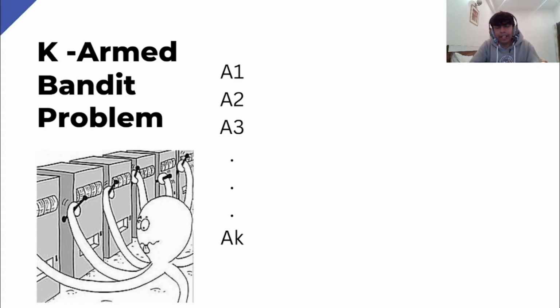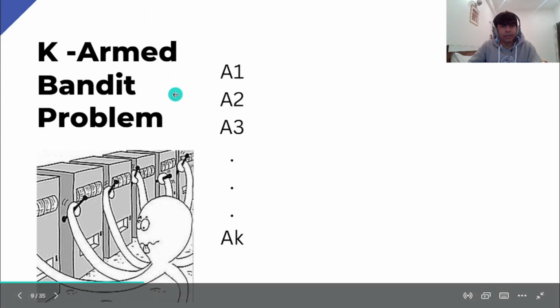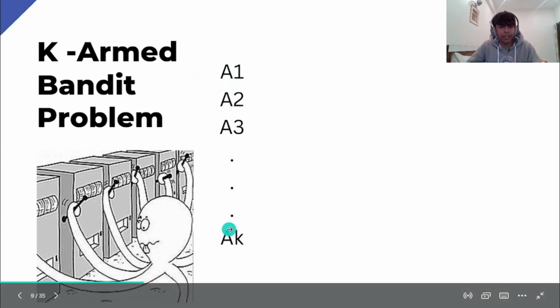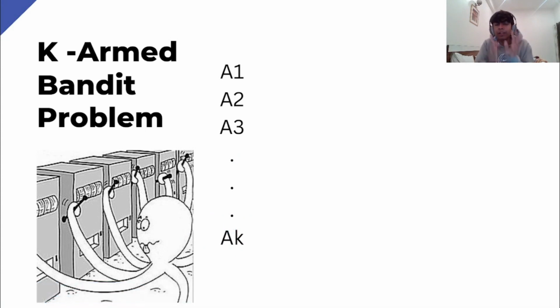On to the next part of the video, which is the K-armed bandit problem. Think about yourself as an octopus and you have K number of arms. Each arm is capable of performing one action. The first arm can perform the action A1, the second A2, and so on, and the kth arm can perform the action AK. With each arm is associated a unique but constant reward for each and every action.